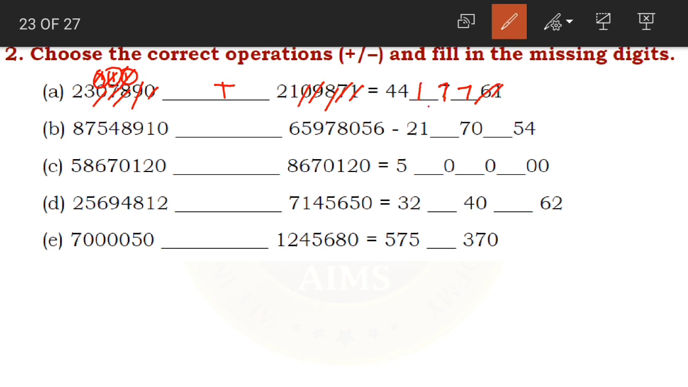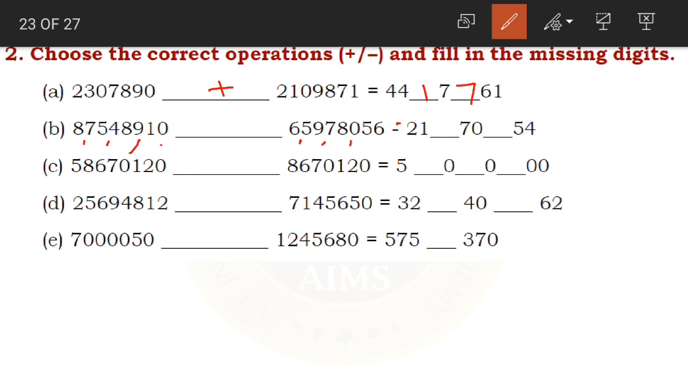So what are the missing numbers here? 7 and 1 and 7. When we add these two, we will get this number. Clear, children? That was our first question. Now moving on to question number B. What is this here? 8 crores 75 lakhs 48,910 minus 6 crores 59 lakhs 78,056.